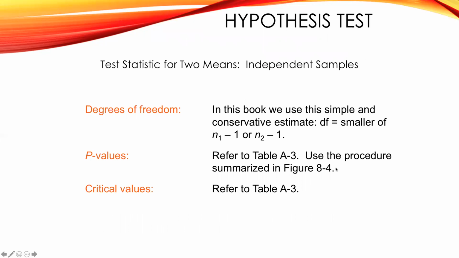So for the hypothesis test, because we're using the student t-distribution, we need to know the degrees of freedom. In this book, they use a conservative estimate, and they just pick whichever is the smaller of the degrees of freedom. So in other words, say n1 was 20 and n2 was 11. So 20 minus 1 is 19, and 11 minus 1 is 10. Well, degrees of freedom of 10 is the smaller one, and that's the one they would use because it's a more conservative estimate. If you use technology, it would be a little different. P-values, you can refer to your student t-distribution table, or you can use technology to find that for you. And then we have critical values, refer to your table as well.